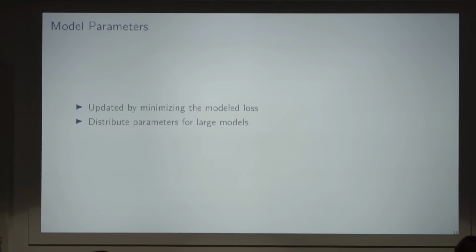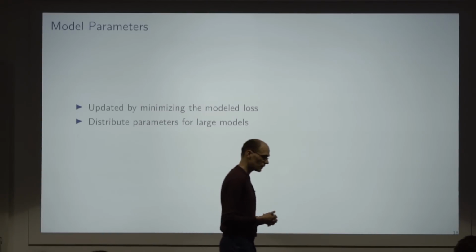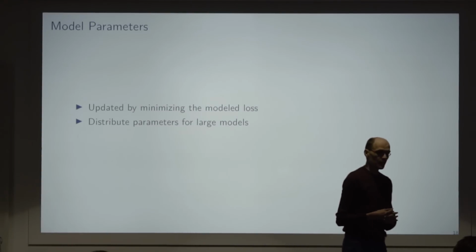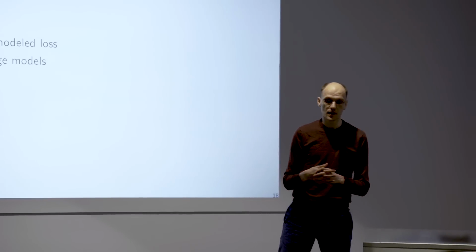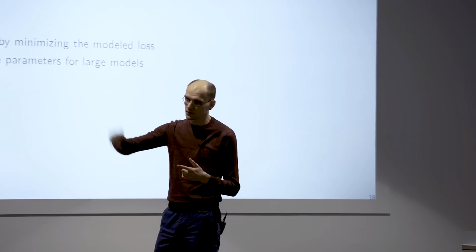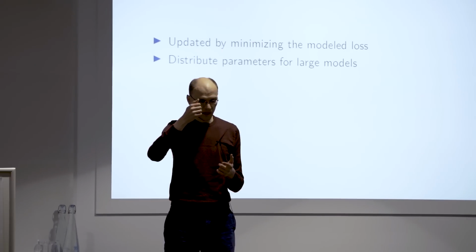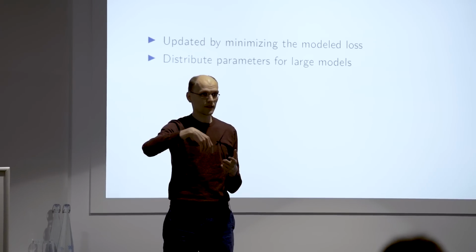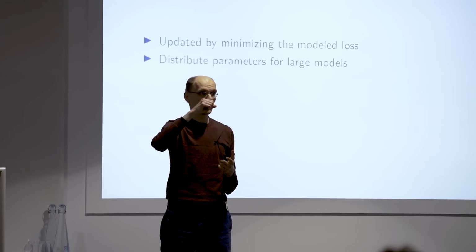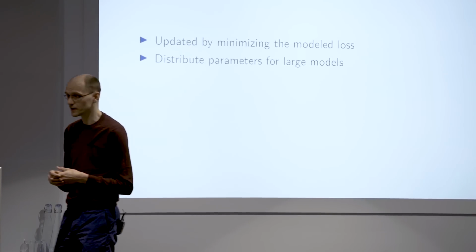All right, and then we have model parameters. So usually in this kind of machine learning setting, you update these model parameters, and you update them such that you minimize this loss. So you're walking over your data, and you update the parameters such that the loss is minimized. That's the basic idea, and that's always the case.